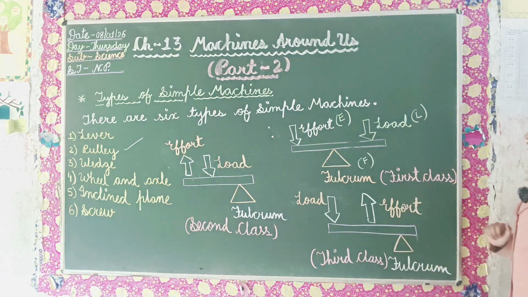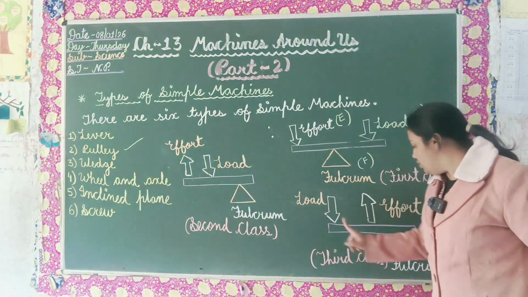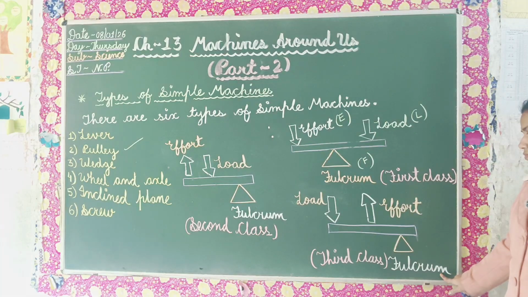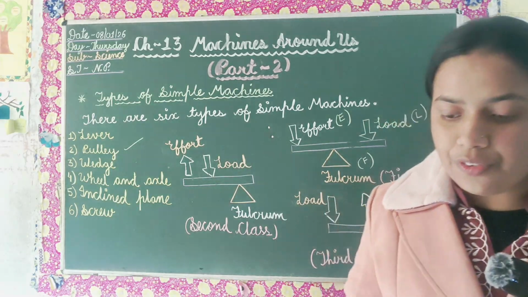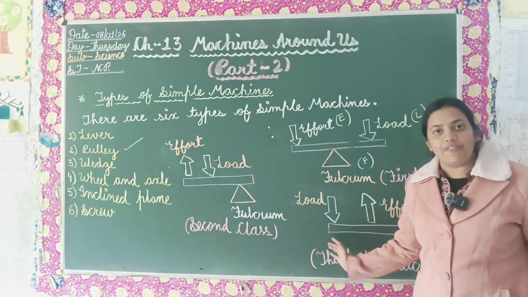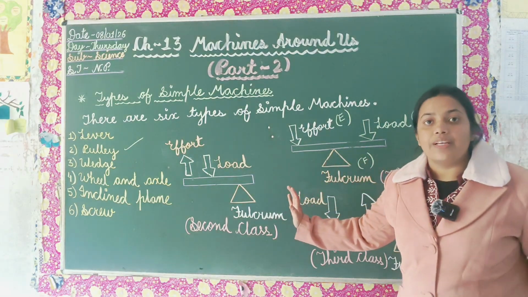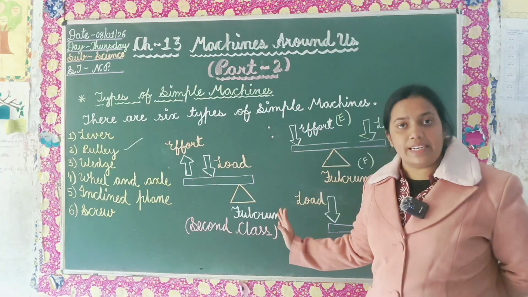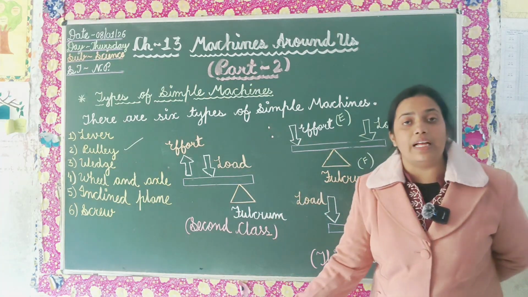Now the third class of lever. Students, here you will see the effort is between the load and the fulcrum. So this was the third class of lever. For example, forceps, tongs and fishing rods are examples of the third class of lever. So this was the whole about the first class, second class and third class of lever. I hope you understood it very well with the help of examples.